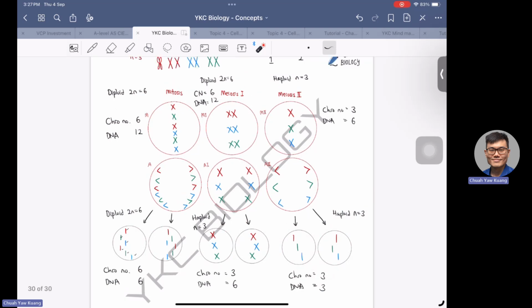So that is the chromosome number and the DNA content in meiosis 1, meiosis 2, and mitosis. You can have a look at this and compare all of these chromosome numbers and DNA contents. Hopefully this will give you a better understanding of how to calculate the number of DNA molecules and the chromosome number in each stage of cell division.